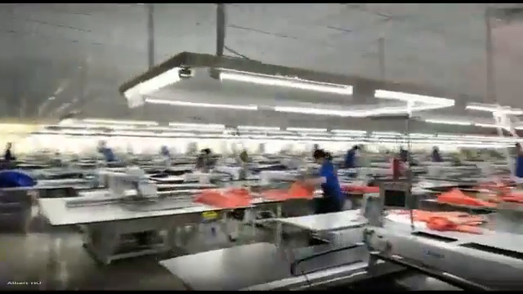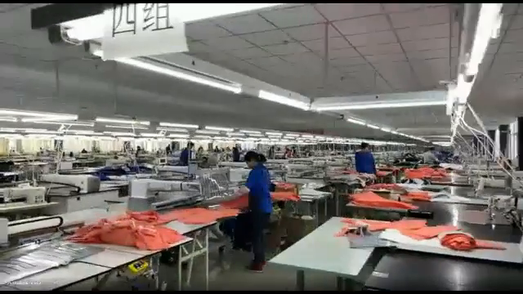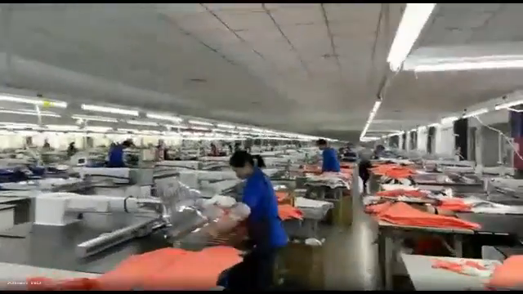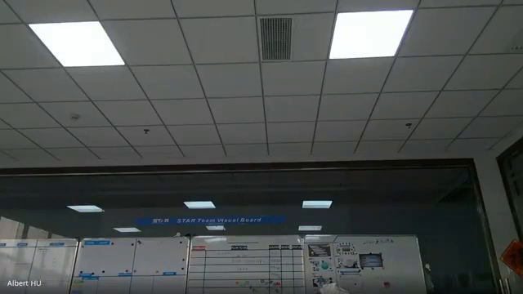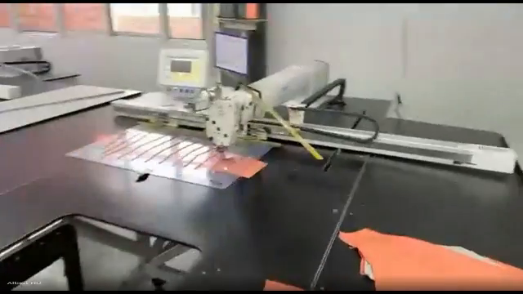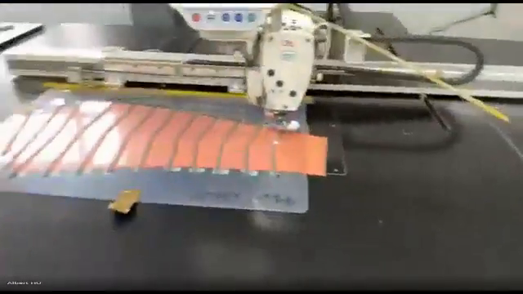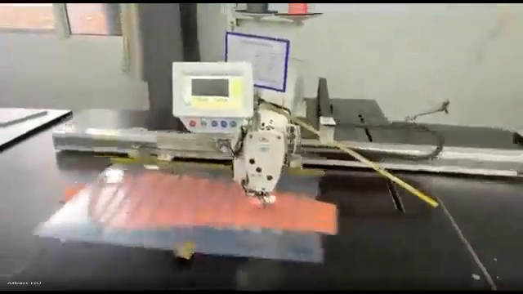Here is the workshop 4. In this workshop, there are 216 intelligent template machines operated by 80 workers. This kind of machine is only for quilting products, such as gown and padding. The yearly capacity is around 4 million pieces.